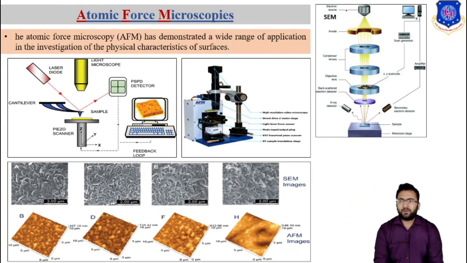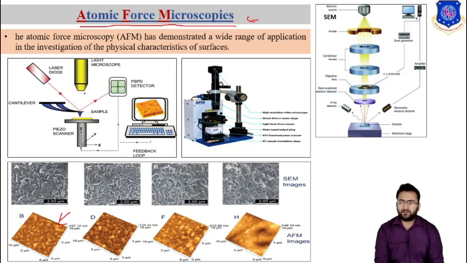Now let's discuss atomic force microscopy. Atomic force microscopy has demonstrated a wide range of applications in the investigation of the physical characteristics of surfaces. Again, AFM is an alternative to SEM that scans the surface of the membrane or sample. So this is one example of atomic force microscopy.